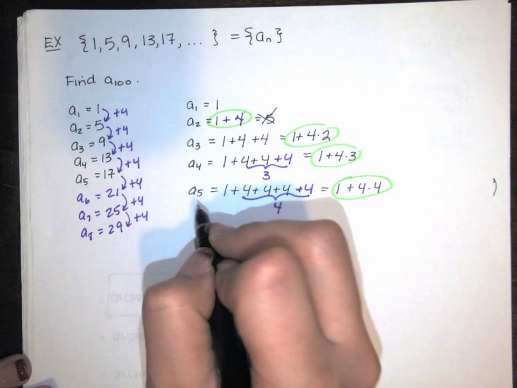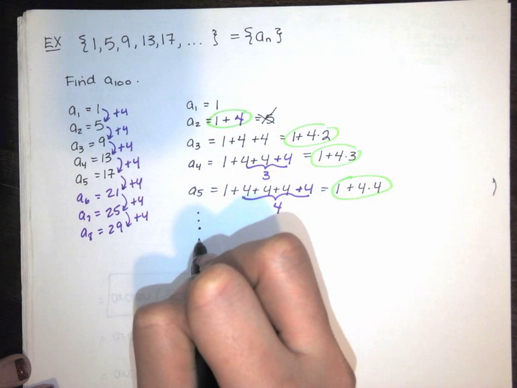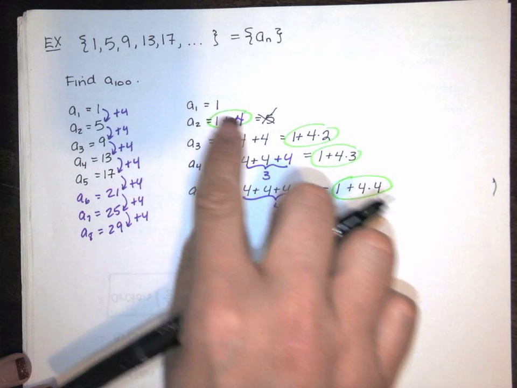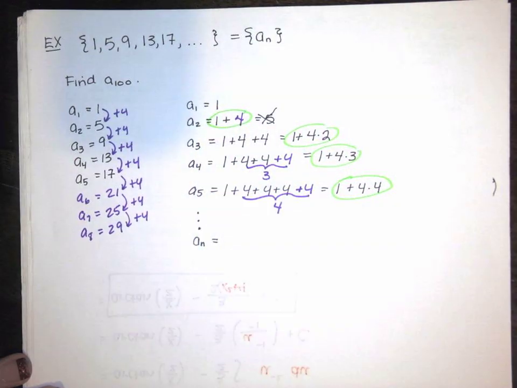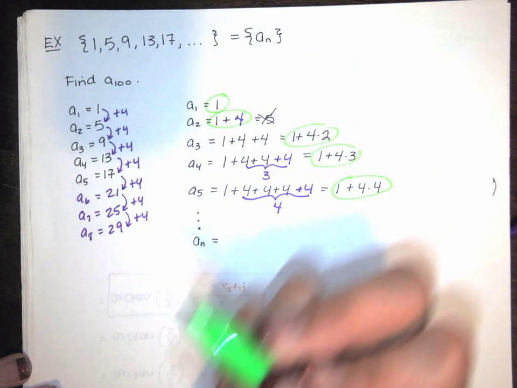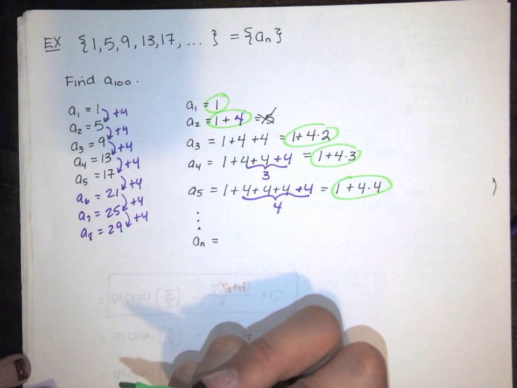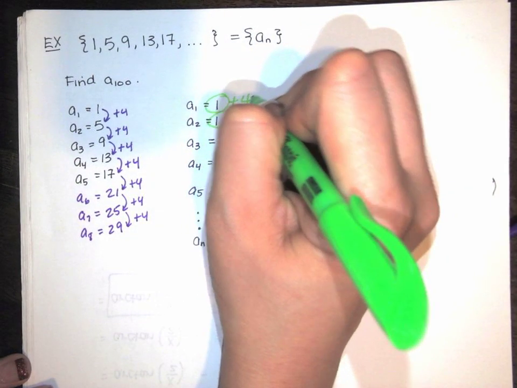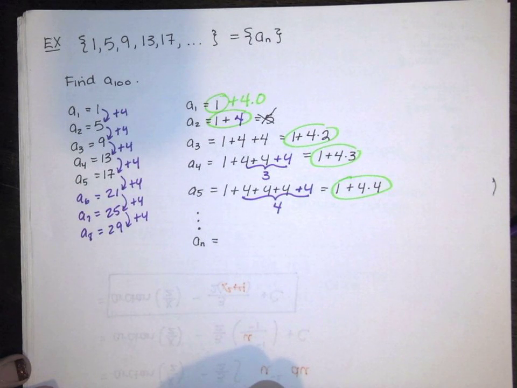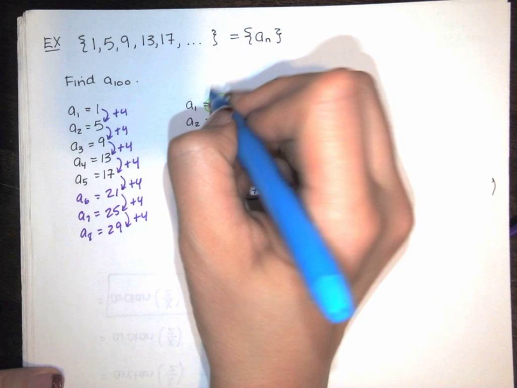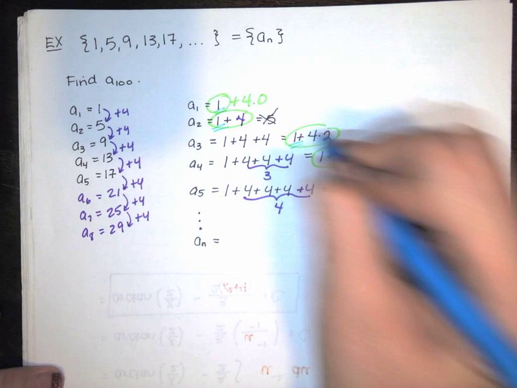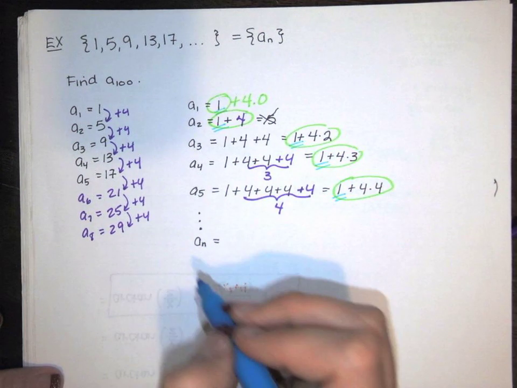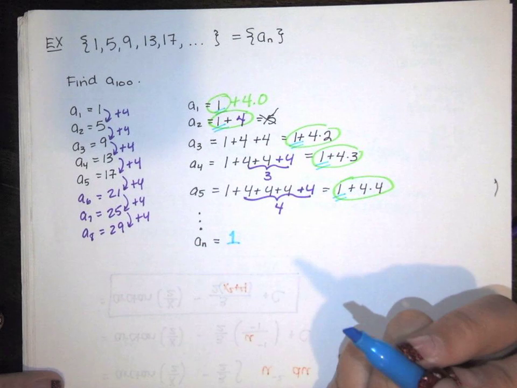In order to find the formula for a sub n, I want to think about what's staying the same as I go from term to term to term. What do they all have in common? Even this one that looks a little different, that doesn't have any 4s. Maybe I should add a 4 times 0 there. Let's see that. What do they all have in common? Well, look at them. This one has a 1, this one has a 1, that one has a 1, that one has a 1, and that one has a 1. So a sub n is definitely going to start with a 1.